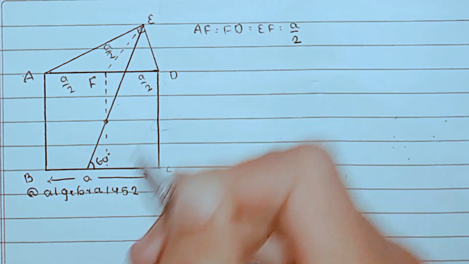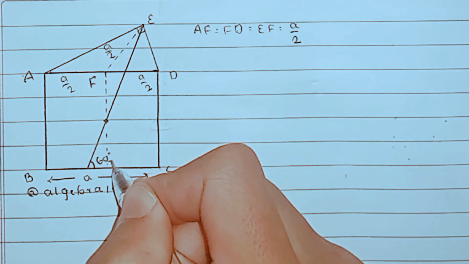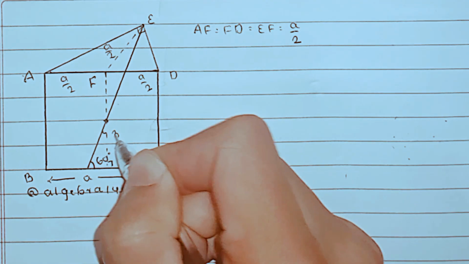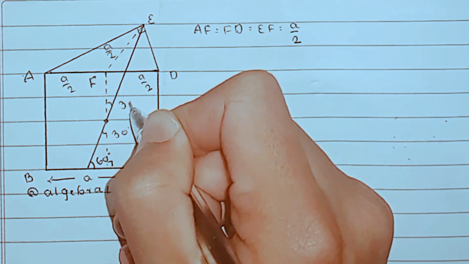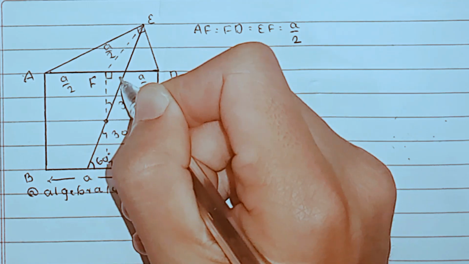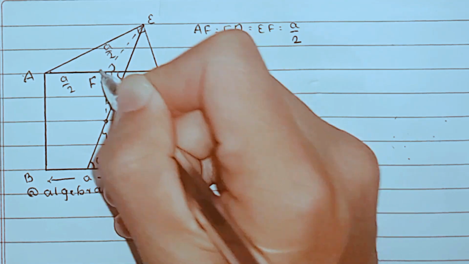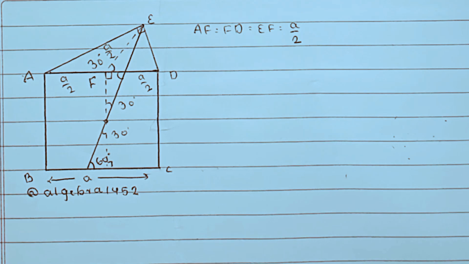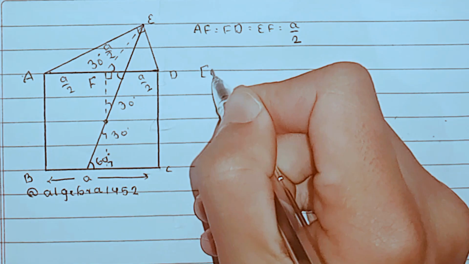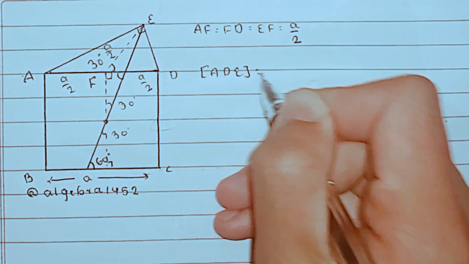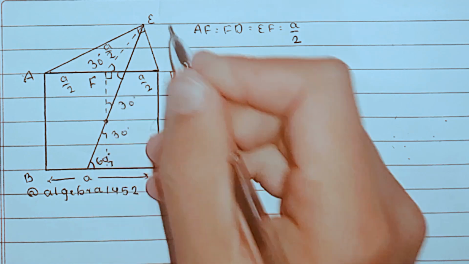Now if this is 60 degrees, this will be perpendicular and this will be 30 degrees. This right here is equal to 30 degrees, this is 90, this is equal to 60, and this also will be equal to 30 degrees. So now the area of triangle ADE will be twice the area of triangle FED.